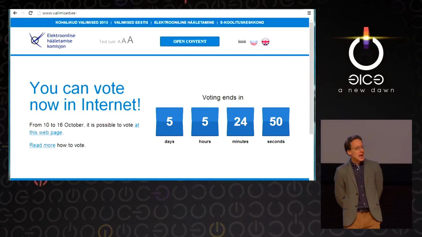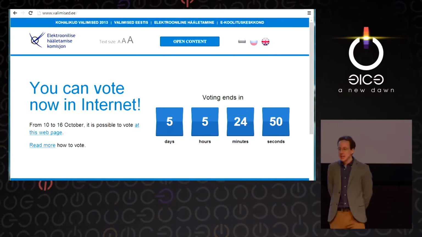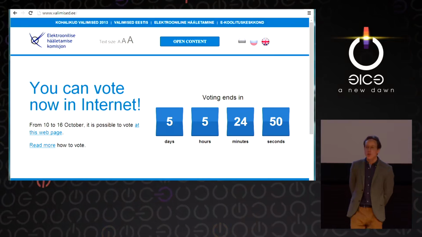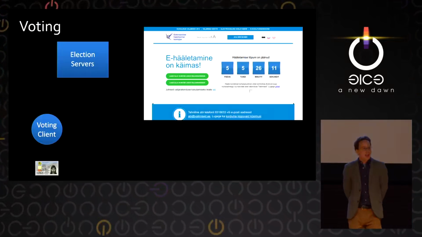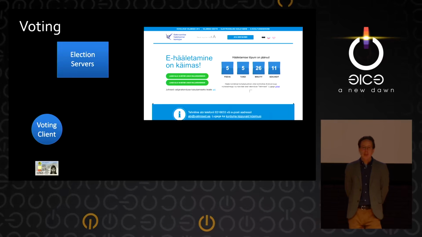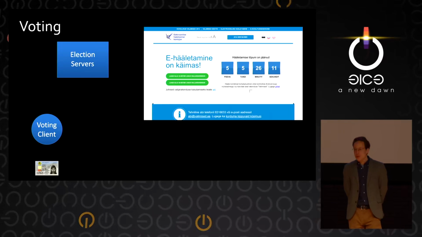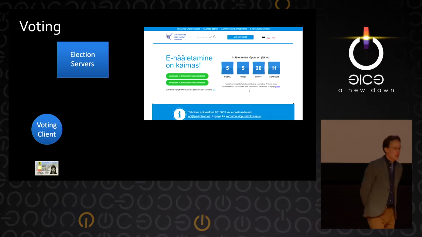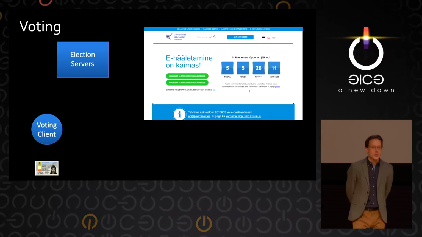As an Estonian going to vote online, the first thing you do is go to an official website and download a client application. This is available for Windows, Mac, and Linux. Then you install the client on your computer, and you proceed to interact with it using your smart card, your national ID, to cast your vote. So here's how it works.